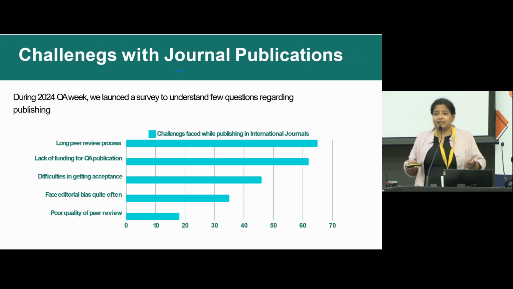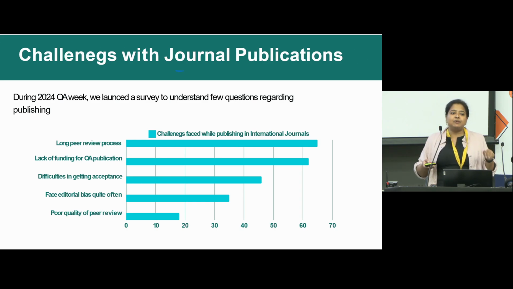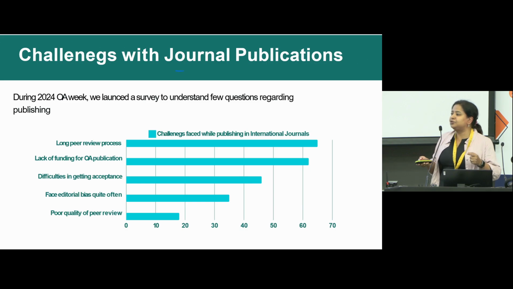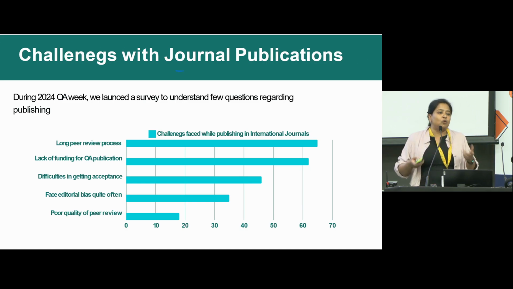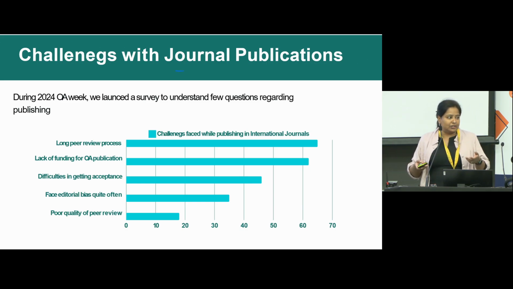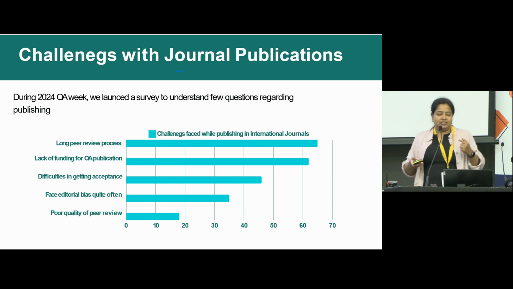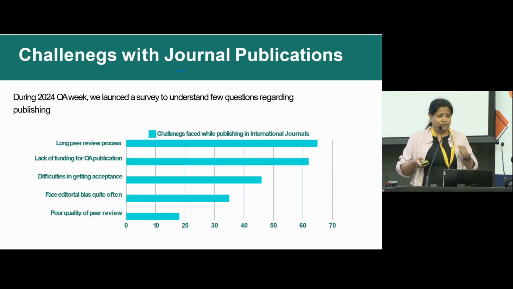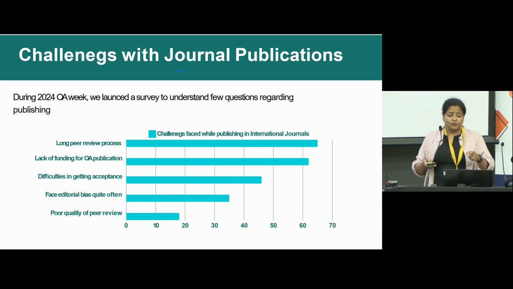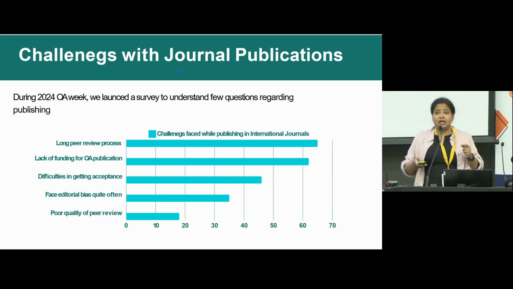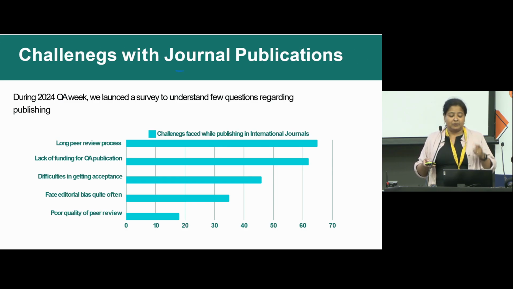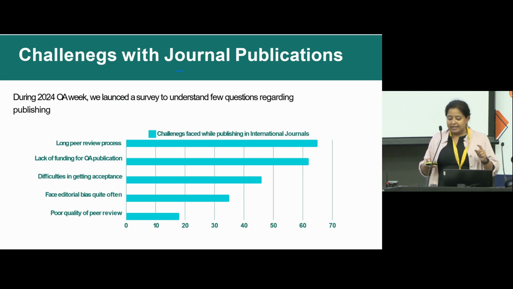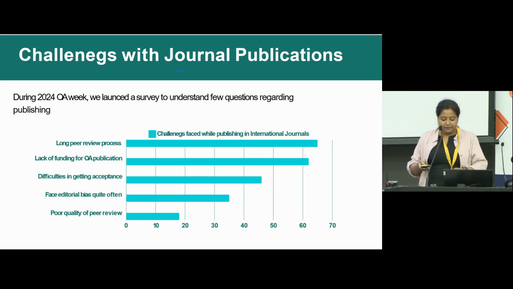Now, we need solutions. So this year we launched a survey among researchers to understand where we stand and what they expect from the Indian journals. But we also took a step back. First we asked, what exactly are the problems you face in international journals? Of course, long peer review, lack of funding for OA publication, difficulty in getting accepted, and also bias. These were the problems they face in international journals.